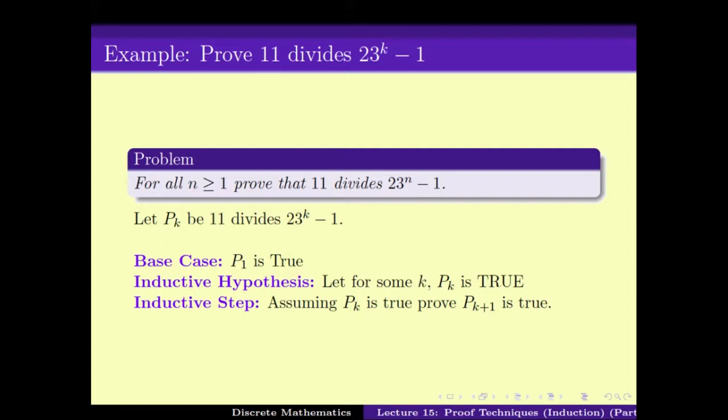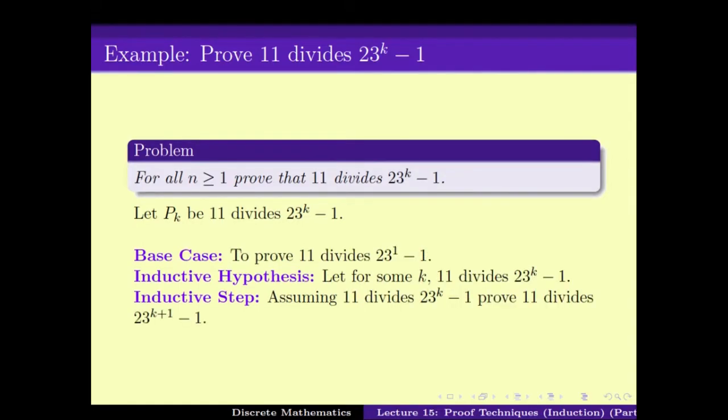Now, putting the statements of Pk and Pk plus 1 in this setup, the thing that we have to prove is that the base case becomes 11 divides 23 power 1 minus 1. The inductive hypothesis says that for some k, 11 divides 23k minus 1. And assuming that 11 divides 23k minus 1, prove that 11 divides 23 power k plus 1 minus 1. And now let's see how to prove them.